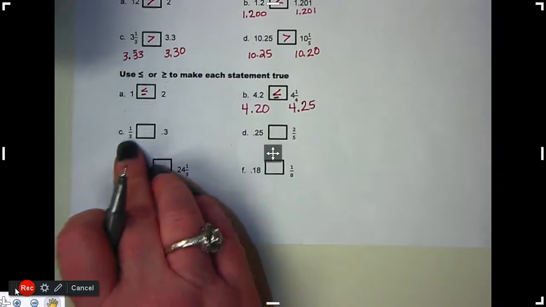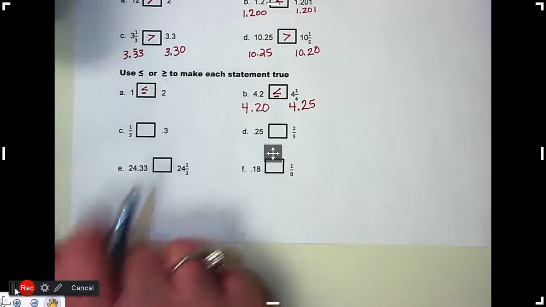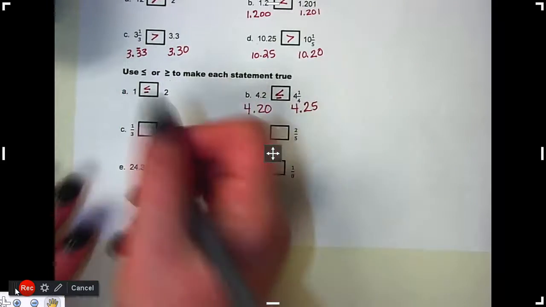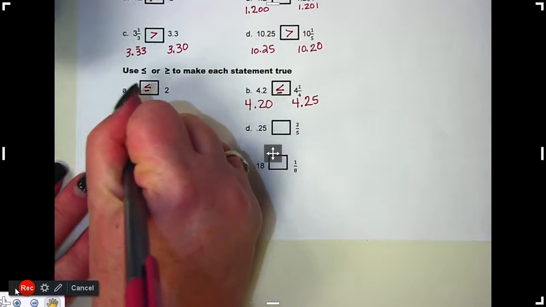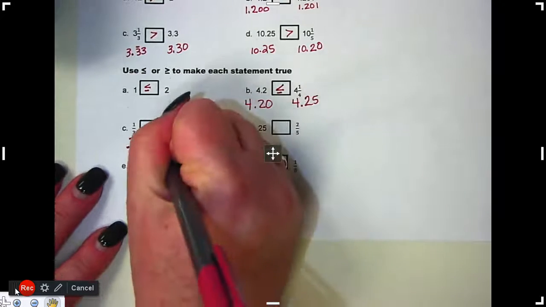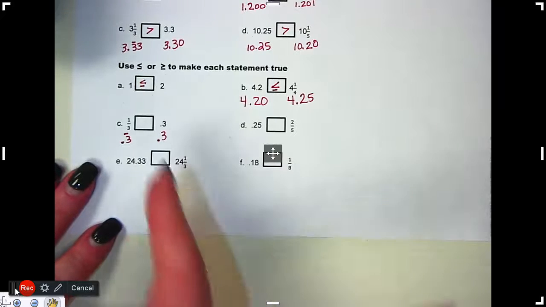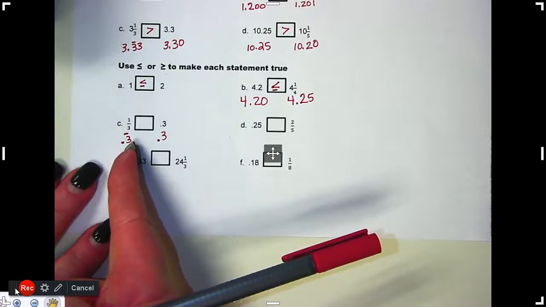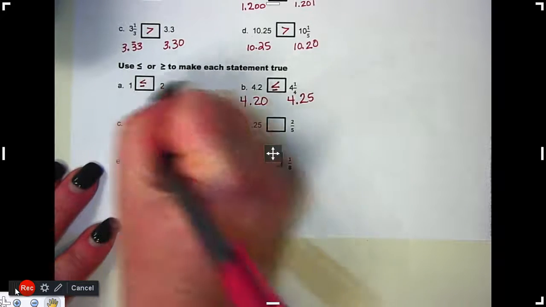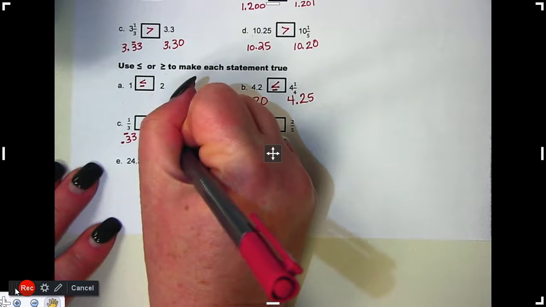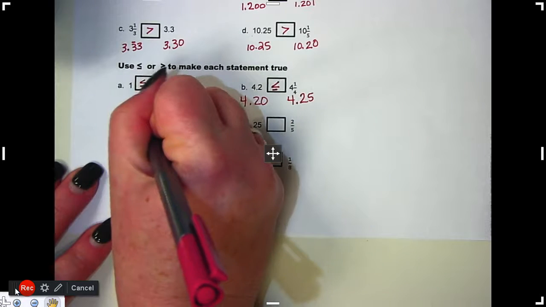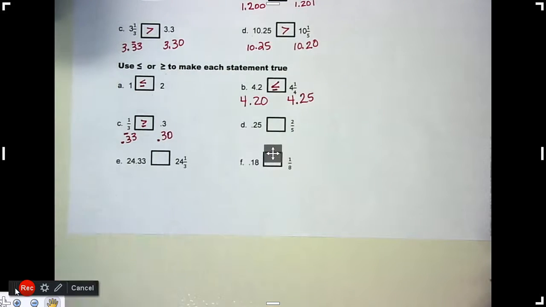All right. 1/3 and 3/10. Well, that's going to be like up here. 1/3 is 3 repeating. 3/10 looks like this. So I've got to go out to the next digit to be able to compare. What's the next digit if this is 3 repeating? 3. And this next digit is a 0. So this is greater than or equal to.